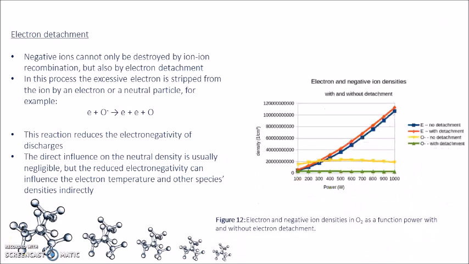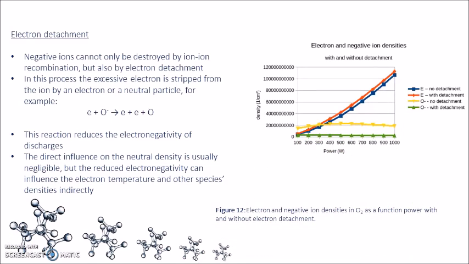Negative ions can not only be destroyed by ion-ion recombination, but also by electron detachment. In this process, the excessive electron is stripped from the ion by an electron or a neutral particle. For example, e plus O- makes e plus O plus e. This reaction reduces the electronegativity of discharges, as can be seen in figure 12, where we added the detachment of O- by electrons and O to the reaction set. The direct influence on the neutral density is usually negligible, but the reduced electronegativity can influence the electron temperature and other species densities indirectly.